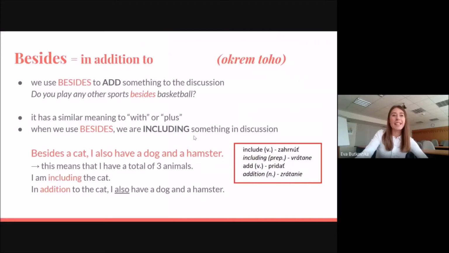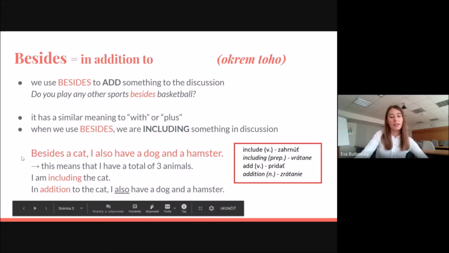So let's start with besides. Besides really means in addition to. We use besides when we want to add something to the discussion. So, do you play any other sports besides basketball? Besides means plus or with. When we are using besides, we are including something in the discussion. Even the prefix of "including" says it's going in. So to really understand that, let's read the example sentence.